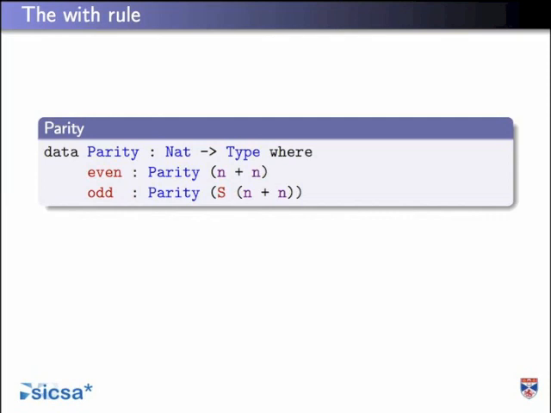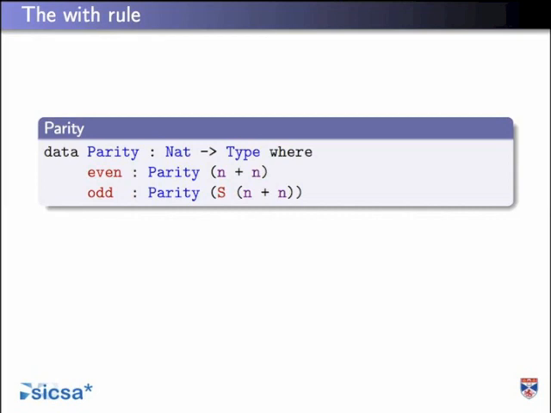So I'll demonstrate that by implementing another function. This data type here is called parity. It basically says that every natural number can be categorized as even or odd. If it's an even number, you've got an index n plus n, and if it's an odd number, you've got an index successor of n plus n. Now, at this point, you all have to agree that this is a reasonable characterization of natural numbers, and that even and odd can be expressed in this way.